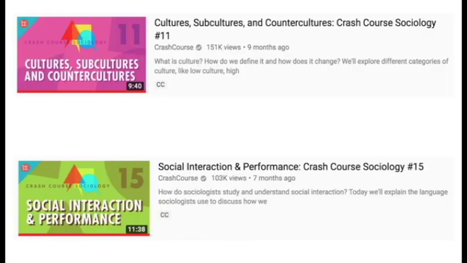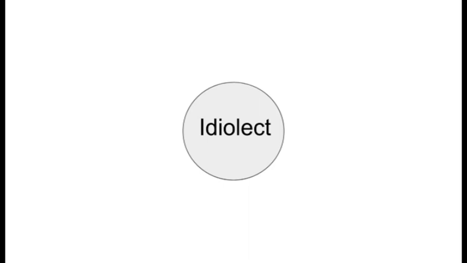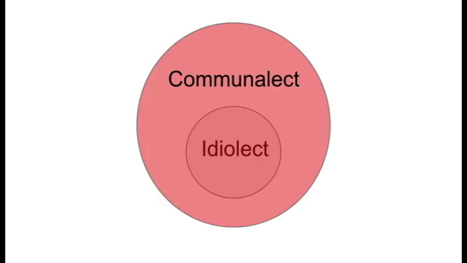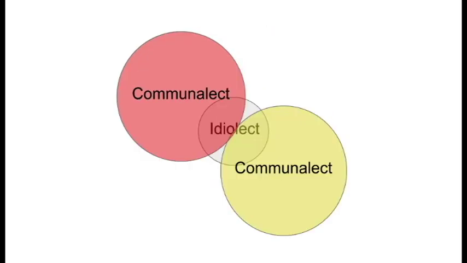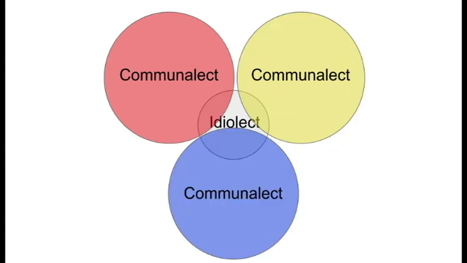If you want to learn more about identity and culture, I recommend you watch these Crash Course videos. But the point is that often a person's idiolect is not entirely within one communalect, and they can weave in and out of different sociolects or geolects very naturally, and sometimes they even use them together. You might have heard of something called code switching. On some level, this is what that term refers to.